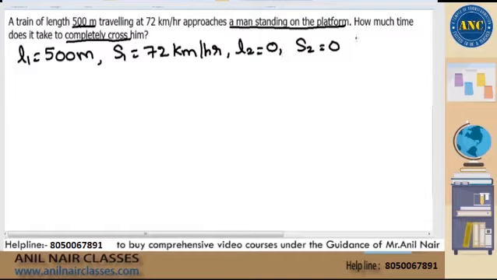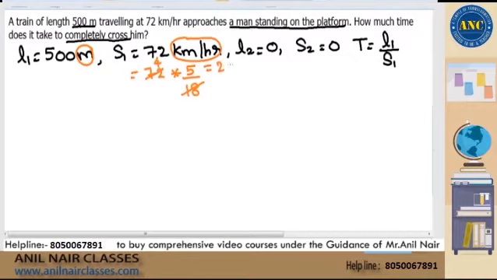Very easy logic. Time is nothing but distance by speed. Distance is L1, speed is S1, right? But observe carefully, L1 is given in meters, S1 is given in kilometers per hour. They are not matching. Convert kilometers per hour into meters per second. Whenever you are converting, multiply by 5 by 18. 18 into 4 is 72, 5 into 4 is 20 meters per second. So time is L1 is 500, S1 is 20. 500 by 20 is 25 seconds.